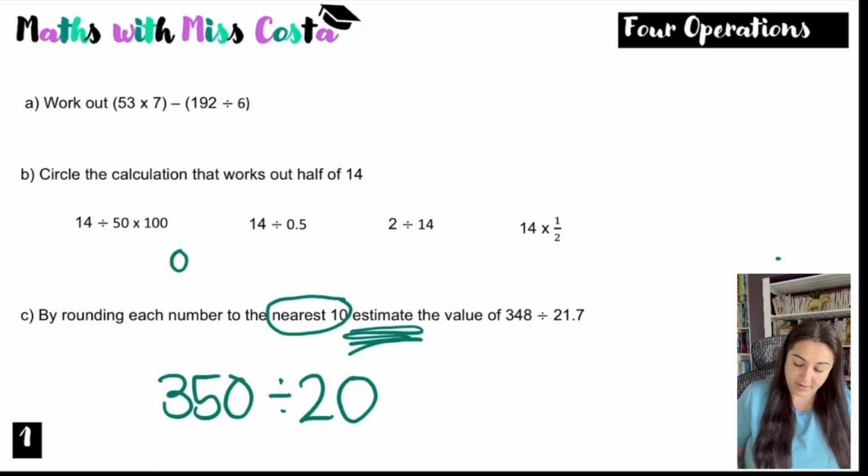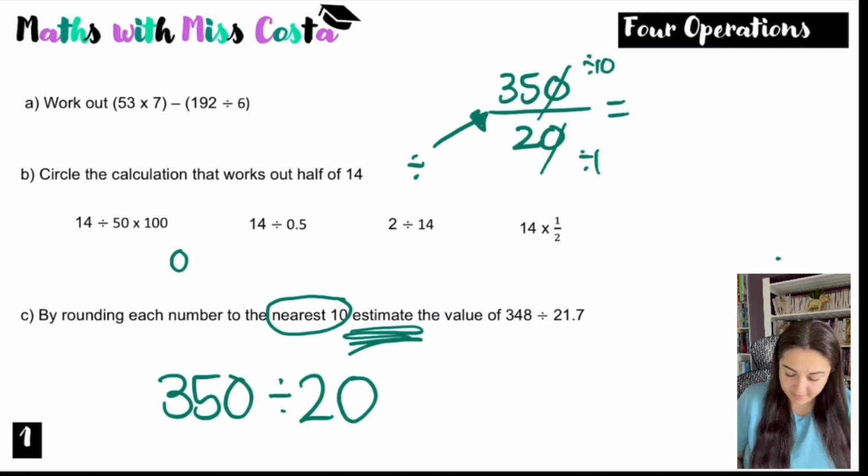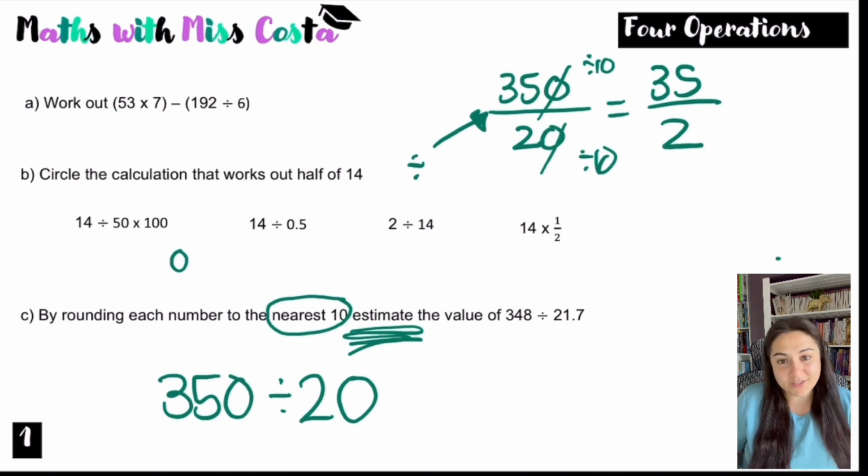Now, when I divide, I can just write it as a fraction, because this line here in the fraction is a divisor line. That just means divide. So I can just simplify it and create equivalent fractions until I get to something I can divide. 350 divided by 20, I can divide both the top and the bottom by 10. So I'm left with 35 divided by 2.